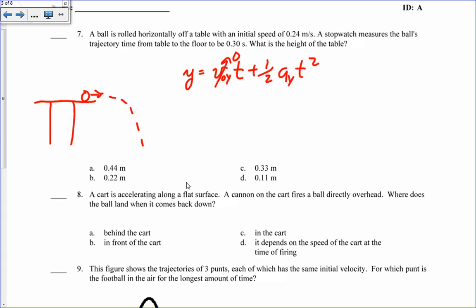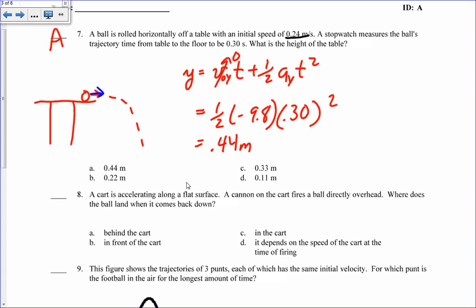v0y is 0 because I only have an x component of the velocity. So v0y is 0. I think many of you probably used 0.24 for v0y, but that's not correct. So it's going to be 1/2 of negative 9.8 times t, which is 0.3 squared. Let's see, for number 7, that gives me 0.44 meters.